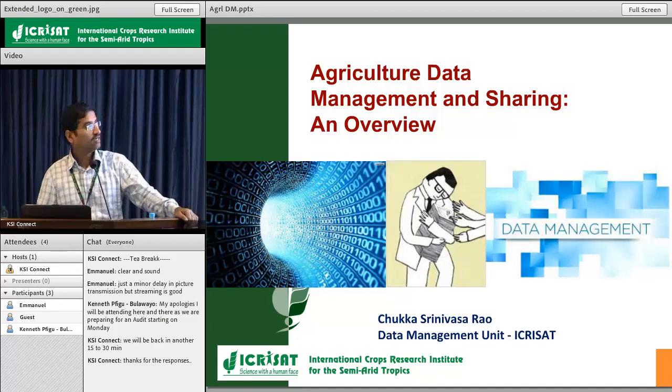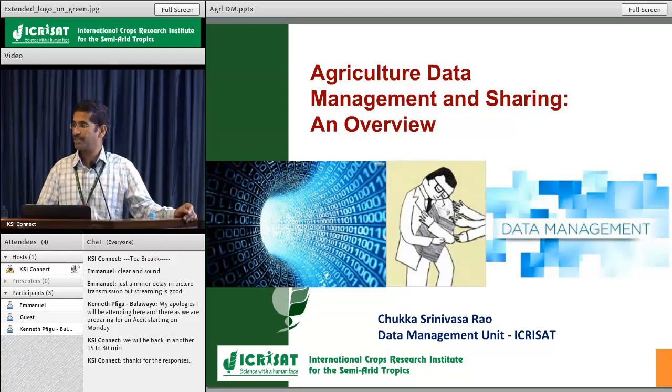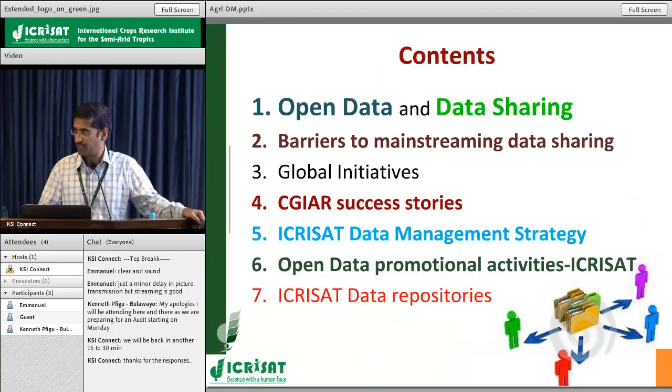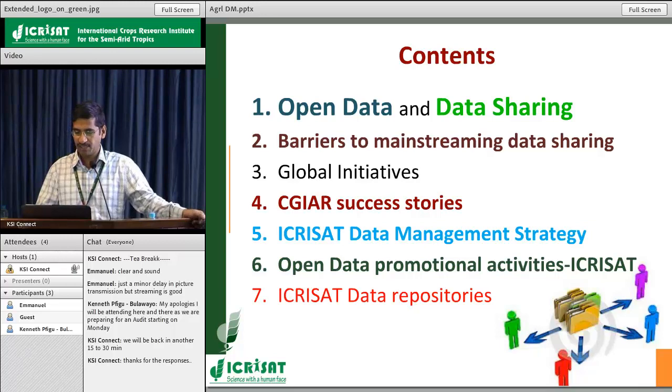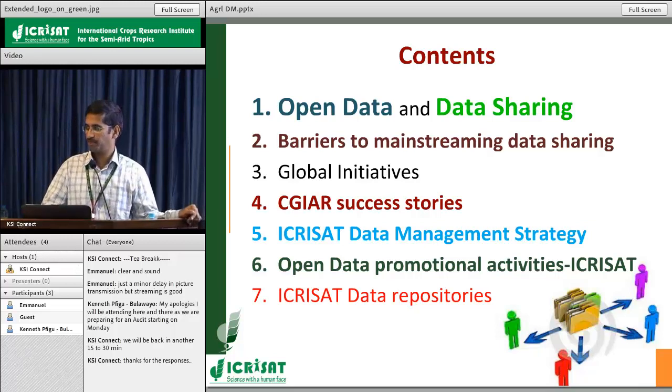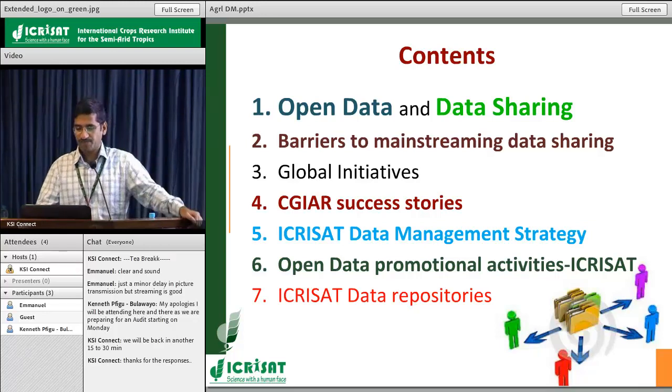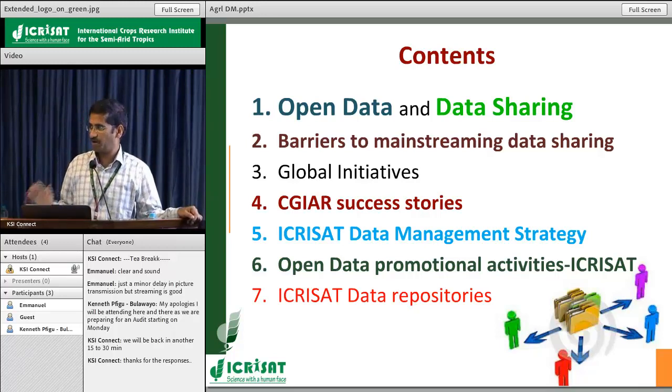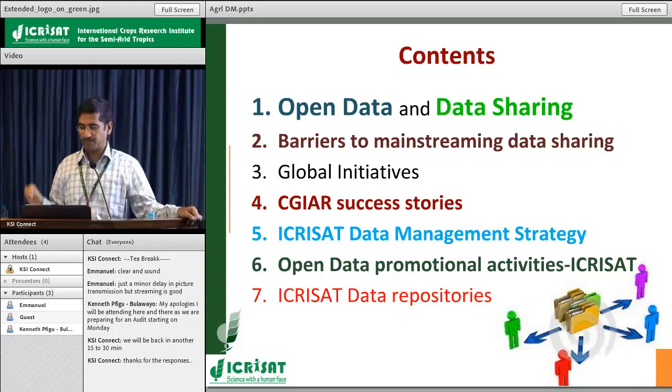In the next 30 minutes, we'll discuss open data and what data sharing is, especially for agriculture research data, what the barriers are to mainstreaming data sharing, what challenges we are facing in this activity, and what global initiatives we can take advantage of, so that we understand what we can practice for better data management. And we'll see a couple of CGIAR success stories. I'm not mentioning all the success stories, but I'm focusing on specific ones.